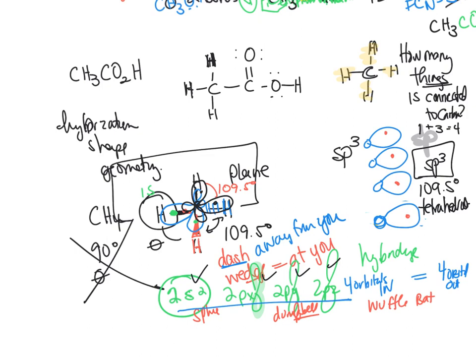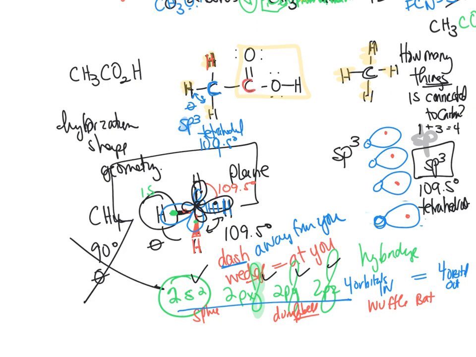Now, what if you had, so let's look at this carbon here. How many things are bonded to it? 1, 2, 3, 4. So this carbon here is sp3. And so we know that this carbon here is tetrahedral in shape. Each one of these dihedral angles is 109.5 degrees. And hydrogen doesn't do the hybridization, so it just uses 1s.